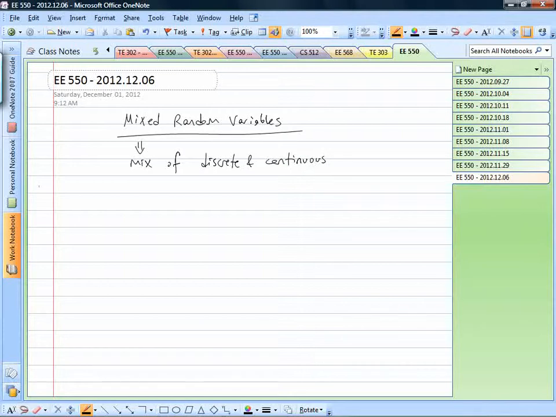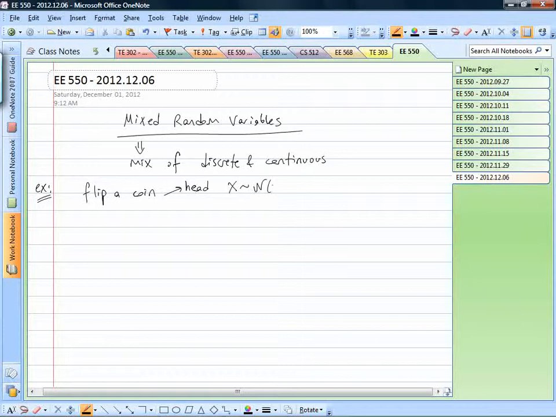Let's start with an example where we can see how we can get a mix of discrete and continuous random variables. Let's consider this random experiment. You flip a coin, and if you get a head, you get an X that is a standard Gaussian, with probability P for heads. If you get a tail, then you just set X equal to 0, with probability 1 minus P.